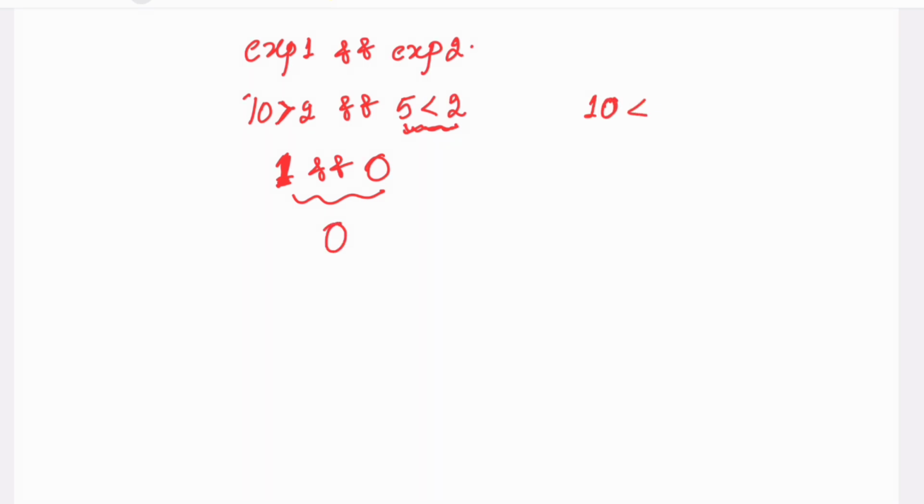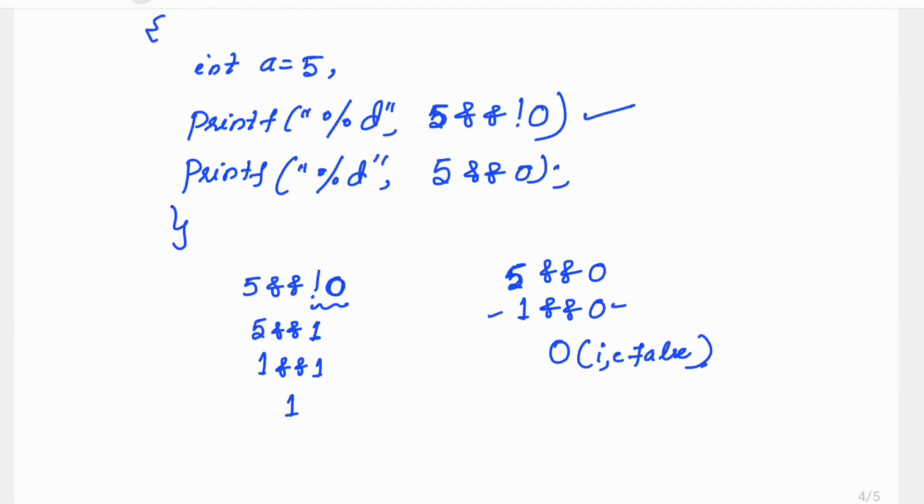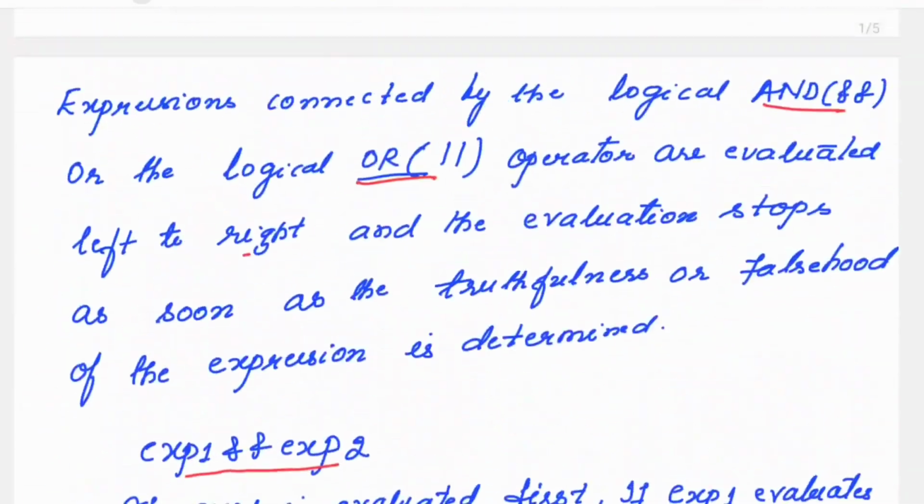Suppose you have 10 less than 2, logical ANDed with 5 less than 2. In this case, 10 is less than 2, no, it is not. So once you evaluate expression 1, your result is what? 0. If it is 0, then anything logical ANDed with 0 is always 0 only. No need to evaluate the second expression. This is the meaning of this paragraph which I have written over here.